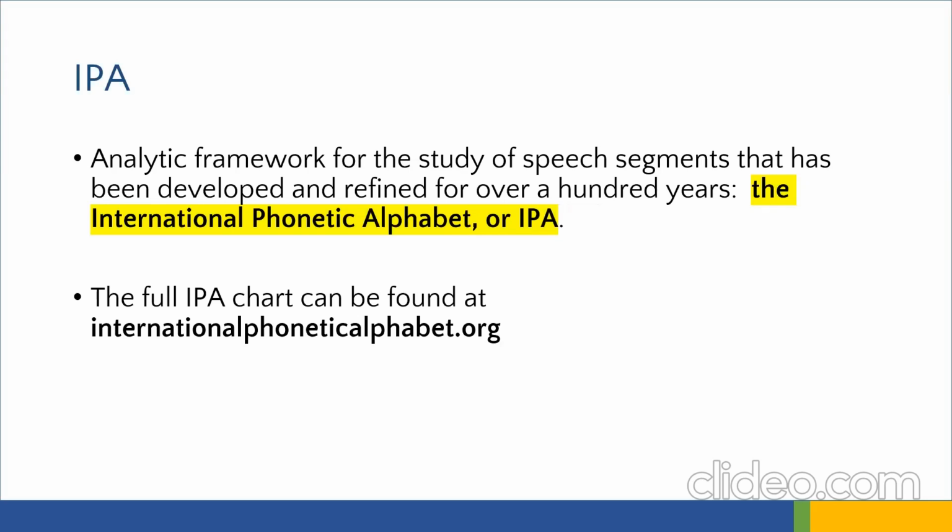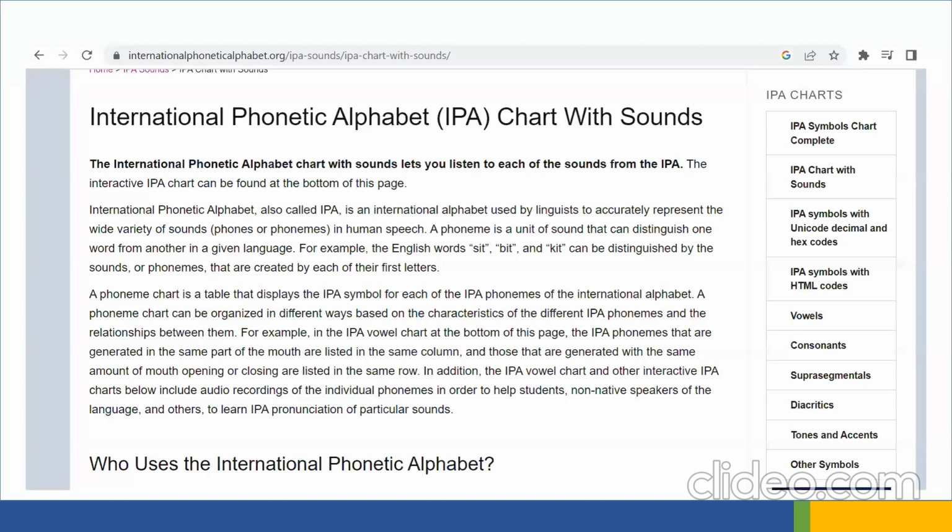Okay, so to improve your understanding of phonetics, you can learn more about the International Phonetic Alphabet or IPA, the analytic framework for the study of speech segments developed and refined for over 100 years. You can check the full IPA chart at internationalphoneticalphabet.org. And this is the website, so you can check it by yourself.